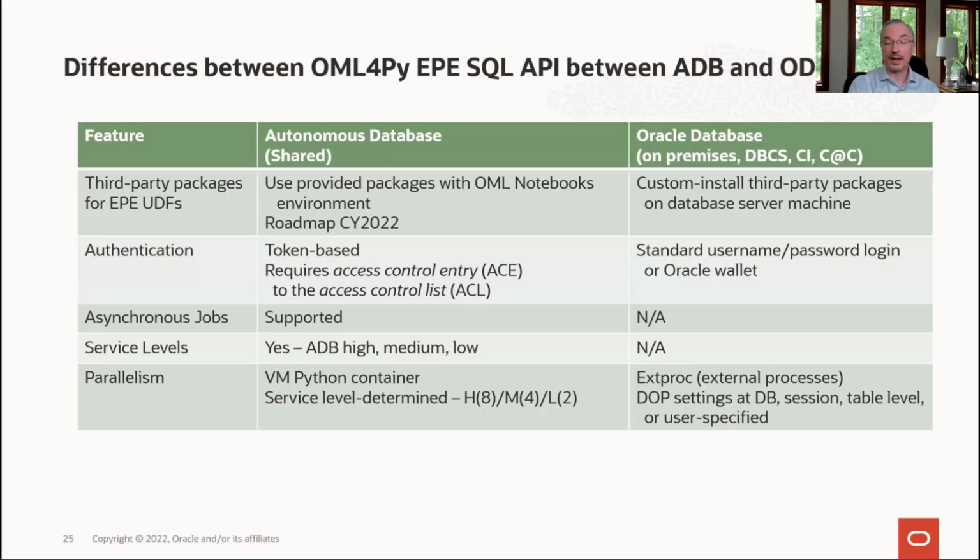where users will be able to custom install packages. Regarding authentication, on autonomous database, authentication is token-based. And while on Oracle Database, we use the standard username and password login, you can also use the Oracle Wallet there. Asynchronous jobs and specifying the service level of high, medium, and low to control parallelism are unique to autonomous database. Now, parallelism on autonomous database is achieved using Python engines in VM-supported containers managed by the autonomous database environment. And here, the service level determines the number of parallel engines.